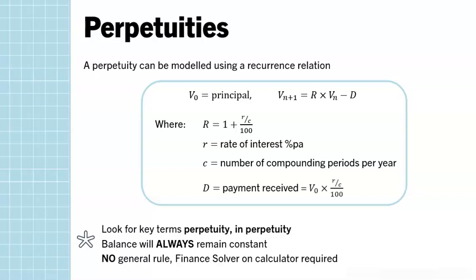A reminder that your payment amount can be calculated using your initial amount times the rate over compounding over 100. So when you're reading questions, as soon as you see the word perpetuity, you need to remember that means my balance always remains constant, and these are the key pieces of information I need, usually that value or how you calculate that value of D.